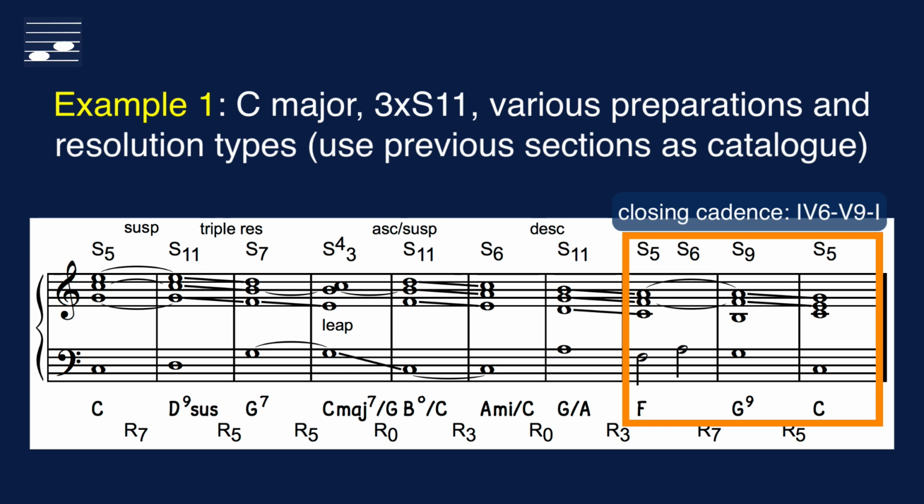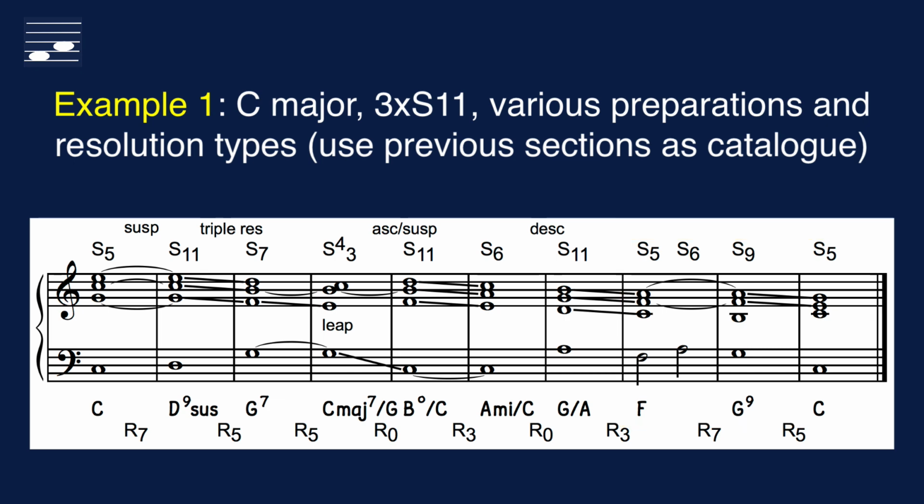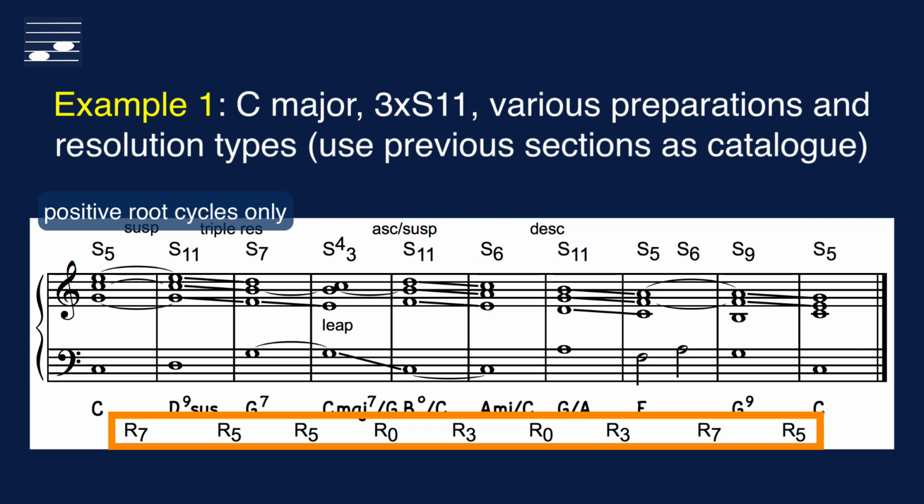The 10 measures long example closes with a strong cadence, passing through a G dominant 9 chord before reaching the tonic triad C major. The example uses positive root cycles only, in order to achieve smooth voice leading.